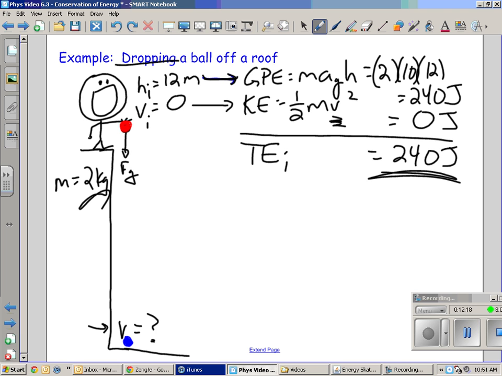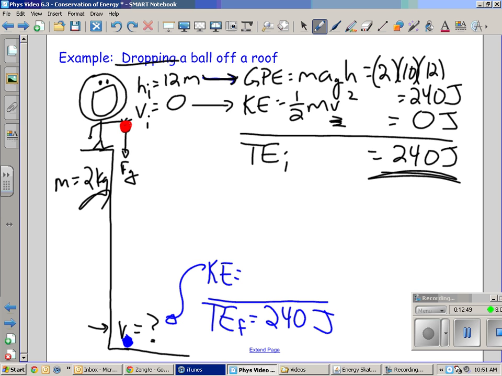Now, there are no non-conservative forces here doing work. And what that means is, when the ball gets to the bottom down here, the total energy still has to be 240 joules. Okay, so let's write that down. That's huge. That means the total energy final at some later point, in this case, as the ball hits the ground, still has to be 240 joules because it's a conservation of energy problem. And we want to find the velocity. Well, the velocity depends on the kinetic energy, right? So if we can find the kinetic energy, we should be able to find the velocity.